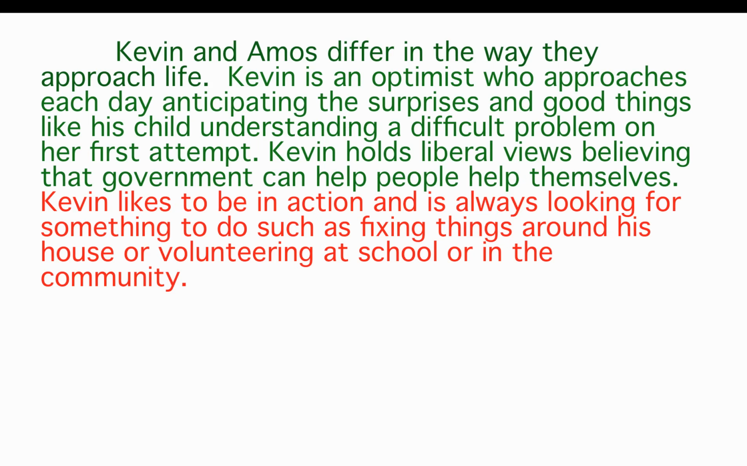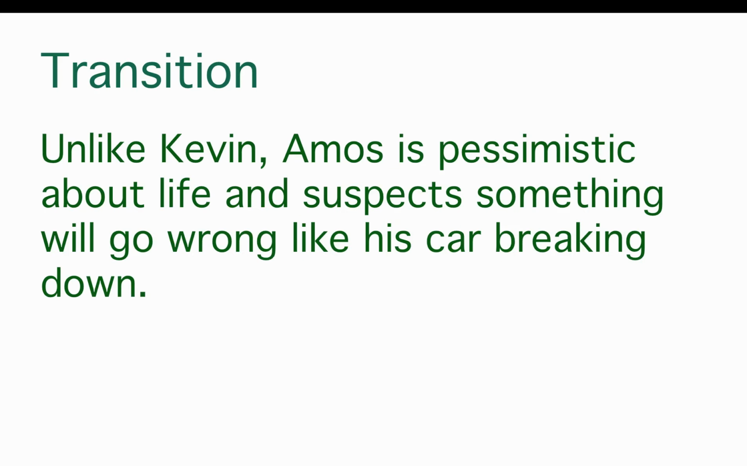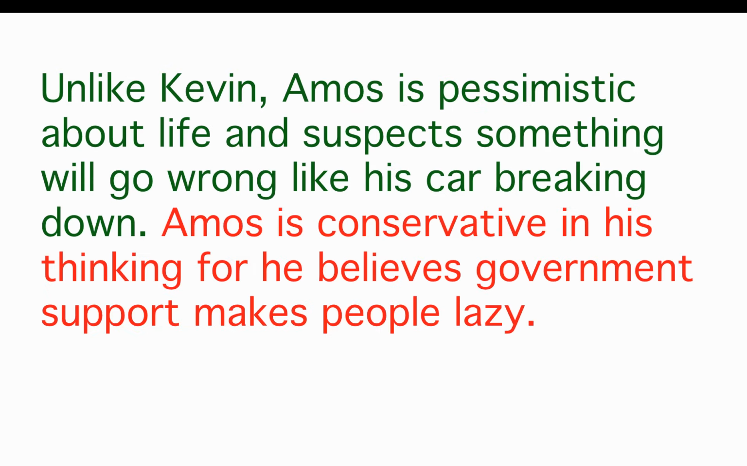And then we add our third support. Kevin likes to be in action and is always looking for something to do, such as fixing things around his house or volunteering at school or in the community. Now we make a transition. So unlike Kevin, and we introduce Amos here. And Amos is pessimistic, so this is our first support here. Amos is pessimistic about life and suspects something will go wrong, like his car breaking down.